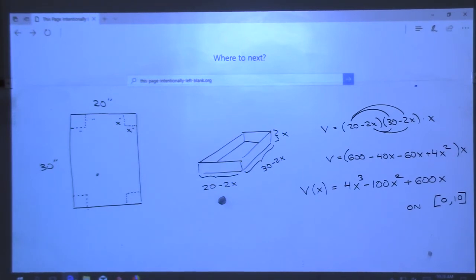Okay, take out a separate sheet of paper. Take a separate sheet of paper and put your name on it. And I want you to work this problem out. And I don't mind if you work together, but you're going to turn it in today in 12 minutes.